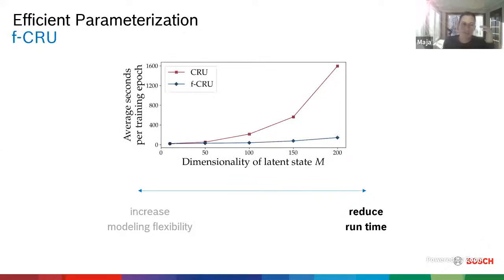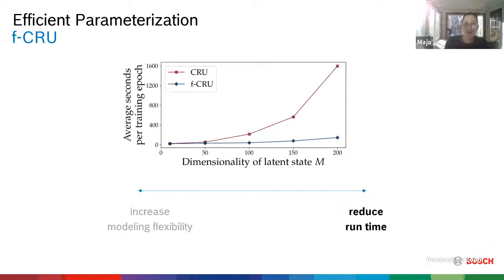This is for one of the data sets that we analyzed in our experiments. On the x-axis, you see the dimensionality of the latent state. And on the y-axis, how many seconds it took on average to train for one pass over the data. And the CRU, which also contains all the approximations that were done in previous work, like for example Becker et al.